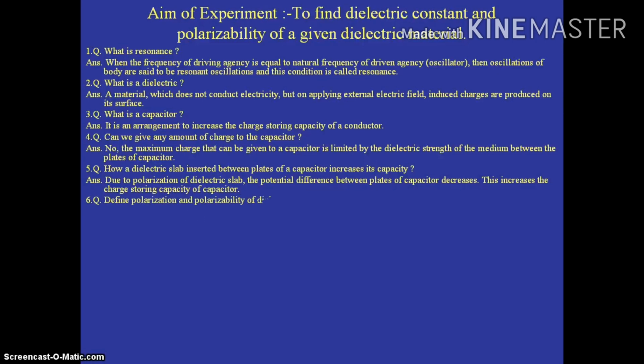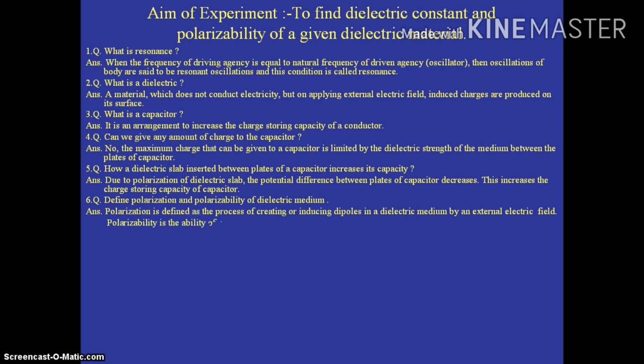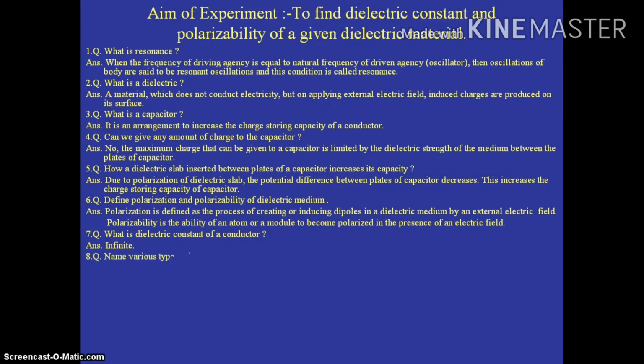Okay, define polarization and polarizability of a dielectric medium. Polarization is defined as the process of creating or inducing dipoles in a dielectric medium by external electric field. And polarizability is the ability of an atom or a molecule to become polarized in the presence of external electric field, right? So what is dielectric constant of a conductor? Infinite. In case of conductor, the dielectric constant is infinite.